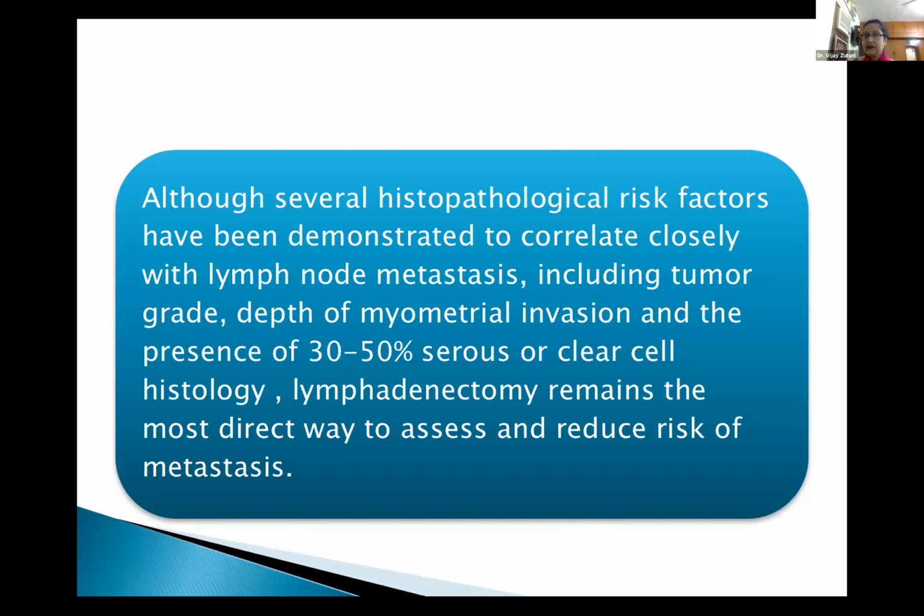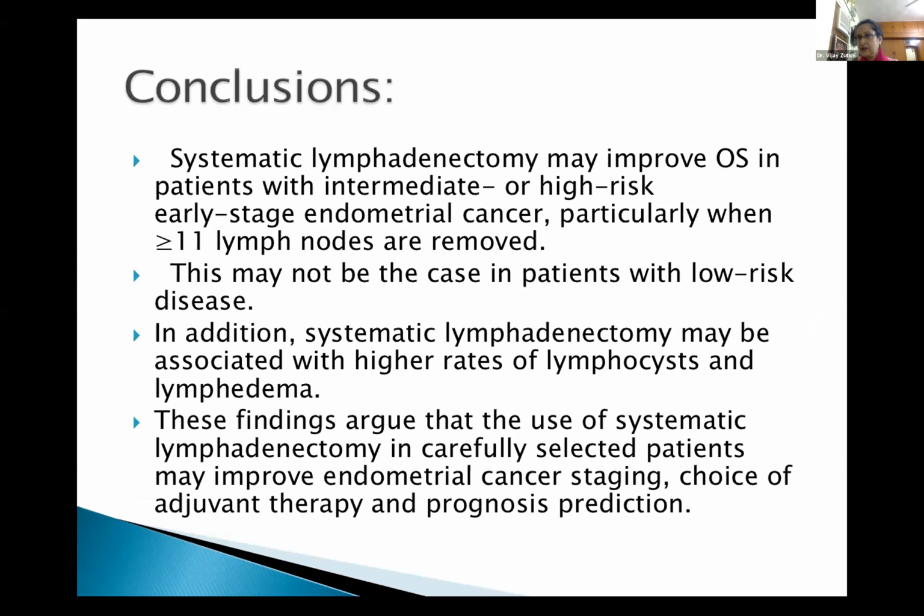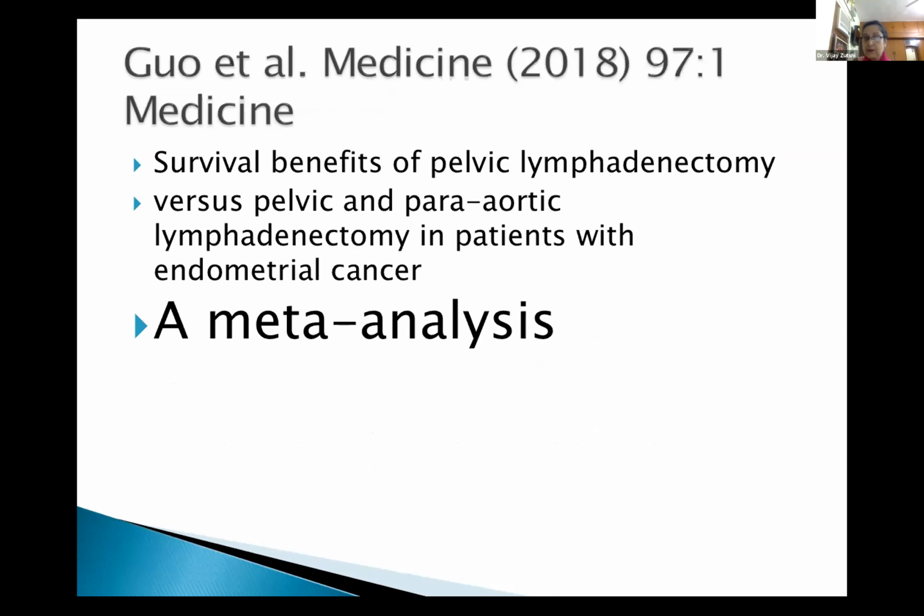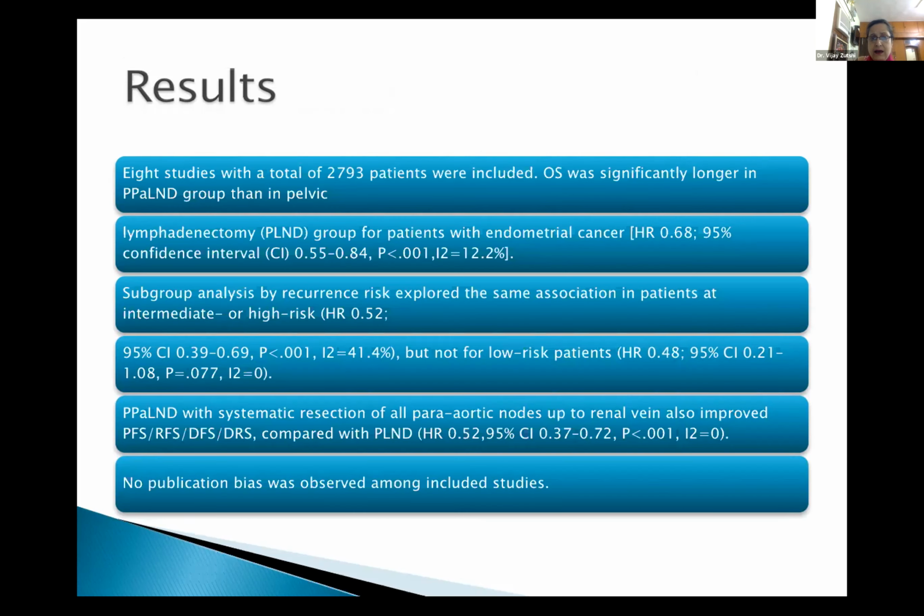Although several histological risk factors have been demonstrated to correlate closely, including tumor grade, depth of myometrium invasion, and the presence of 30 to 50% of serous or clear cell histology, lymphadenectomy remains the most direct way to assess and reduce the risk of metastasis. Now, the conclusion from this meta-analysis, which was in 2016, is that the use of systematic lymphadenectomy in carefully selected patients may improve endometrial cancer staging, choice of adjuvant therapy, and prognosis prediction, which Dr. Umesh has also highlighted.